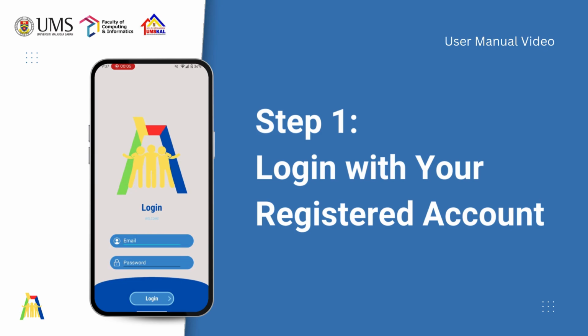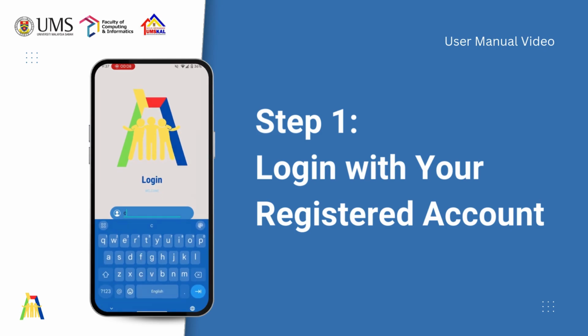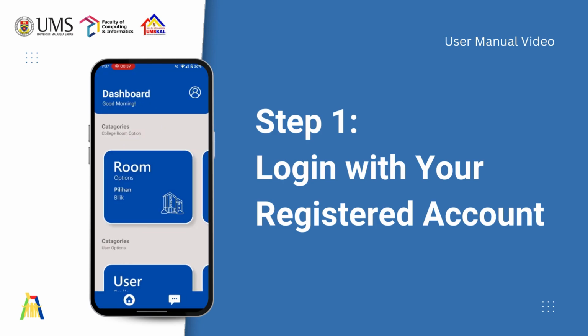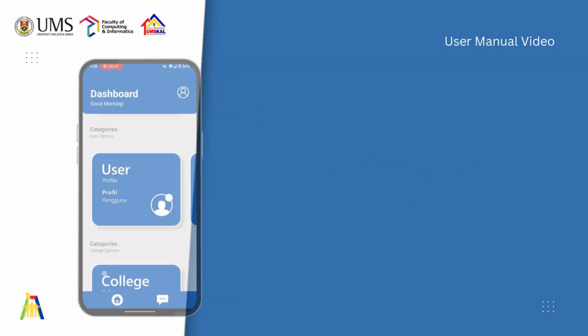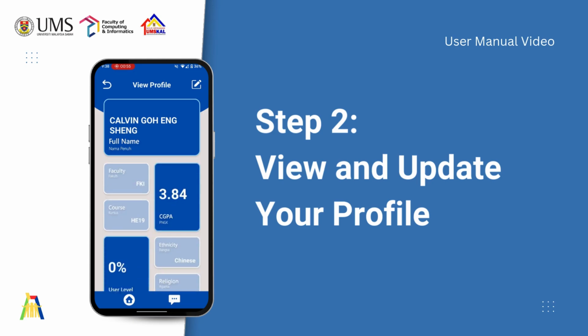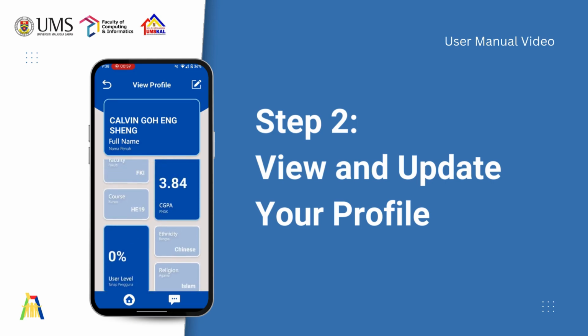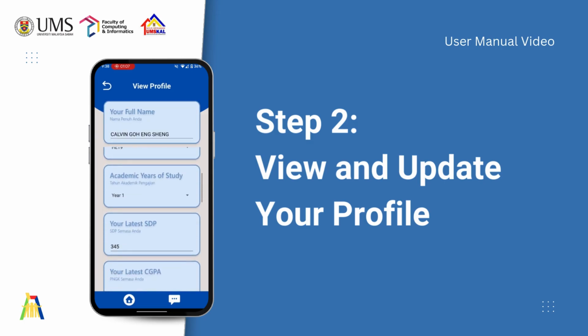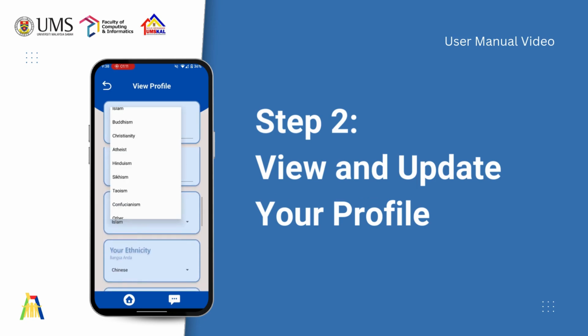Step 1. Open the app and log in with your admin registered student email and password. Tap Login to access the home screen and explore the app's features. Then Step 2. View and update your profile. On the home screen, scroll to the Profile option and tap to open it. To make changes, click Edit in the top right corner, update your details, and save.